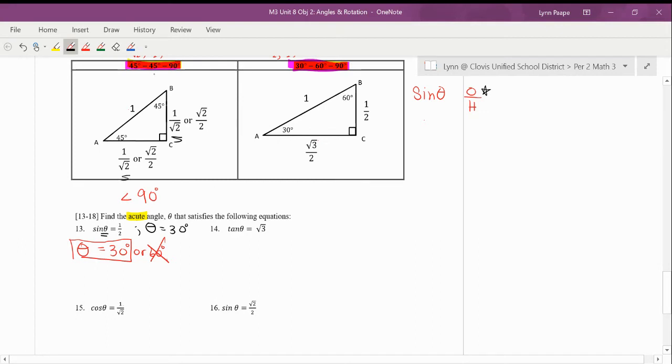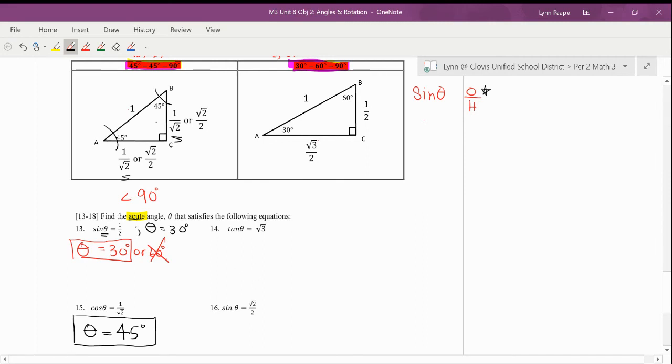So then I know that I'm looking at the 45, 45, 90 for the acute angle. So that means that theta is either going to be 45 degrees or 45 degrees. Well, that means we have no choice at all. It is just going to be 45 degrees because that is where cosine is equal to 1 over root 2.